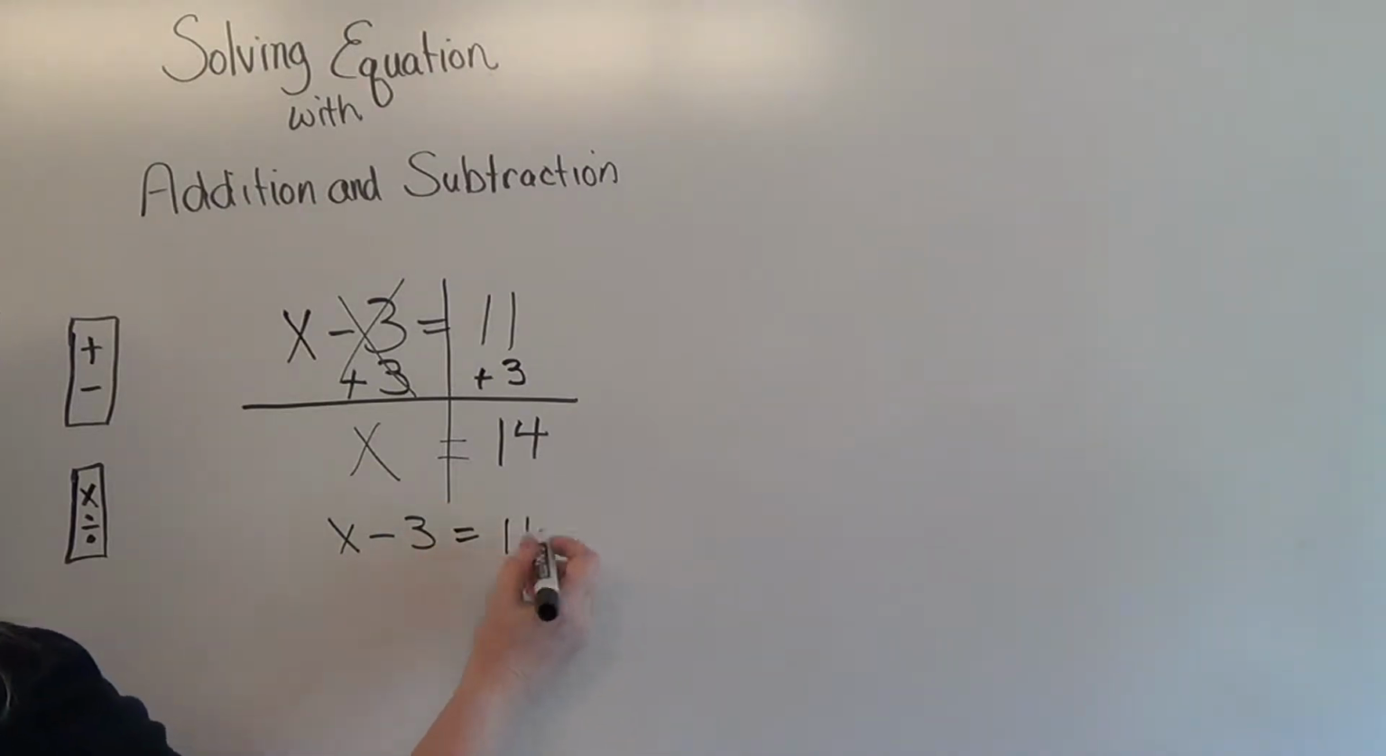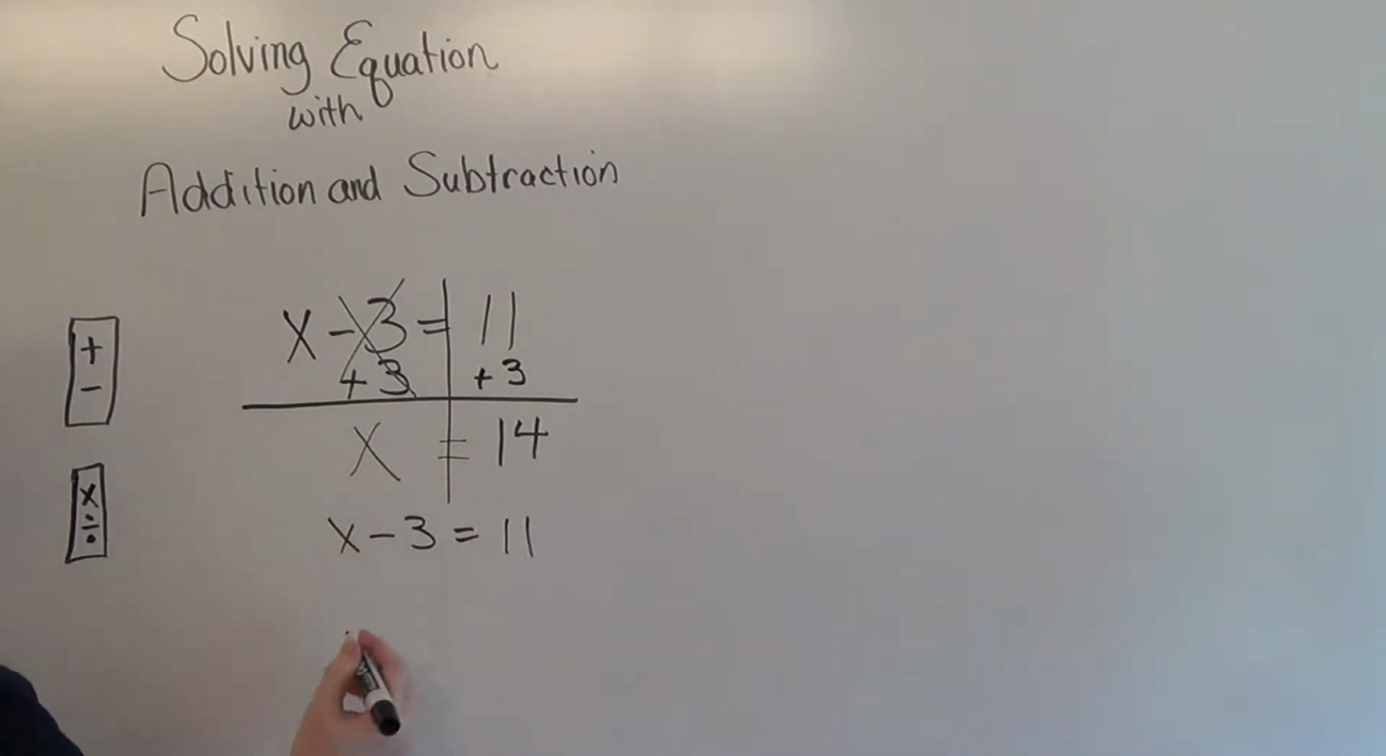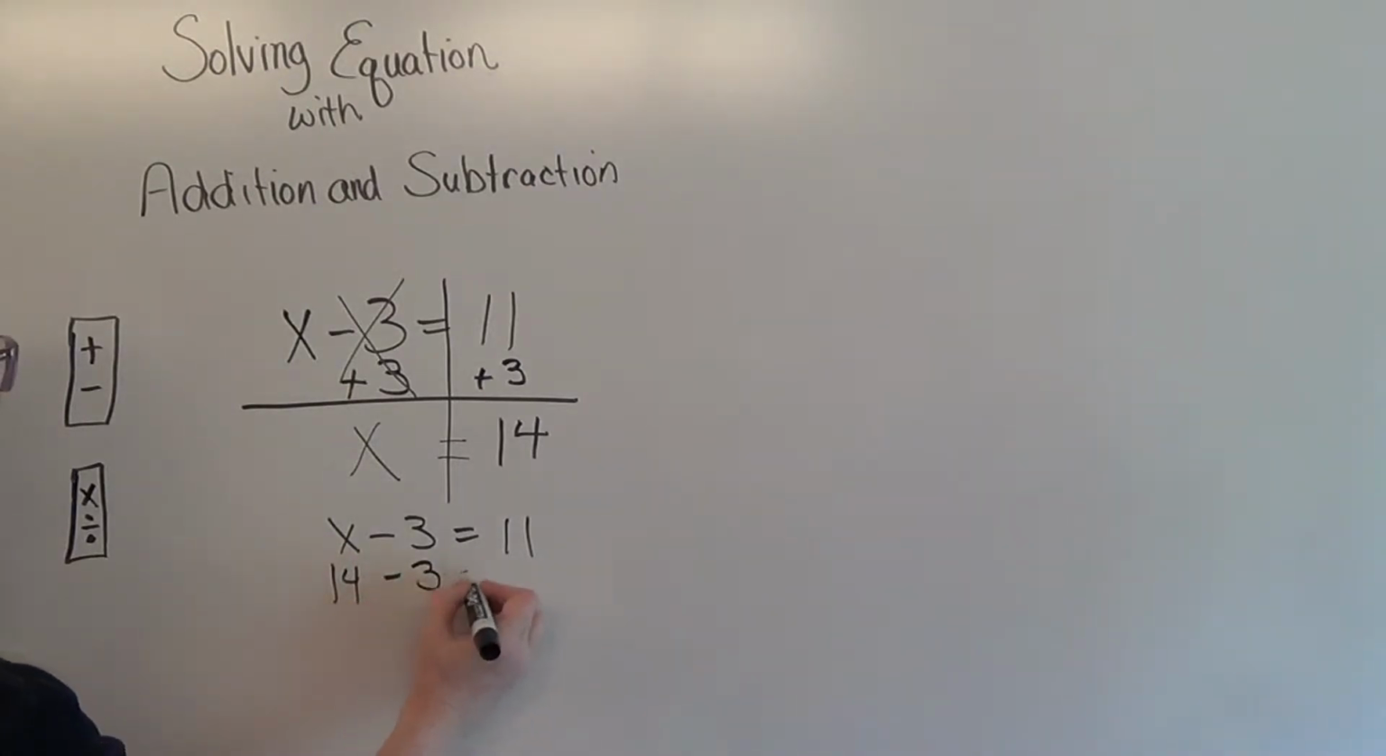Now, if you wanted to check the equation, you could go back to your original equation. And we said that x now equals 14, so we can substitute that in for x. And that is true. 14 minus 3 is 11, and 11 equals 11.